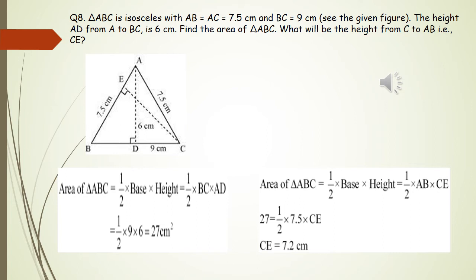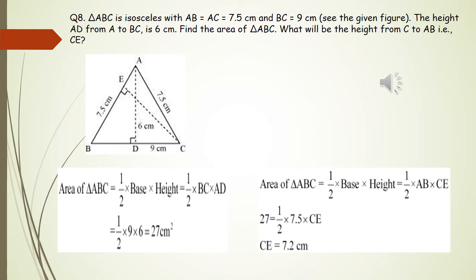So area of triangle ABC will remain unchanged whatever set of base and height we are considering. So in the second part of the sum, using the same formula, area is equal to half into base into height, we are now taking AB as base. So the height will be the perpendicular drawn from the opposite vertex C on AB, that is CE. So area remains unchanged because we are finding the area of the same enclosed figure ABC.